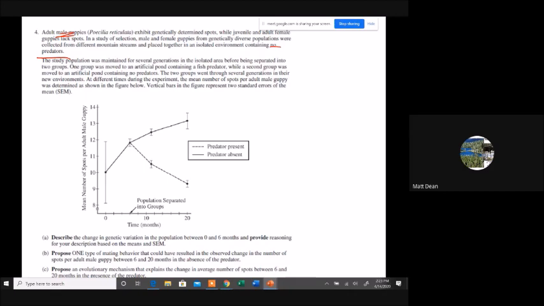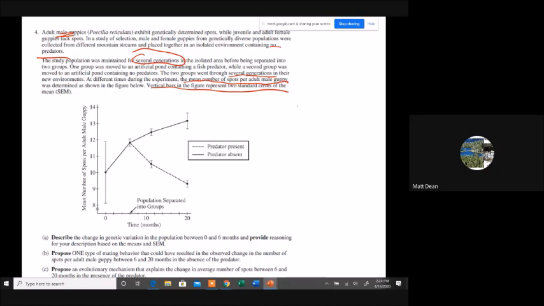The study population was maintained for several generations. Notice generations. Evolution happens over generations. In an isolated pond before being separated into two groups. One group was moved to an artificial pond containing a predator, while a second was moved to a pond containing no predators. The two groups went through several generations, there it is again, in their new environments. At different times during the experiment, the mean number of spots per adult male guppy was determined as shown in the graph below. Vertical bars in the figure represent two standard errors of the mean.